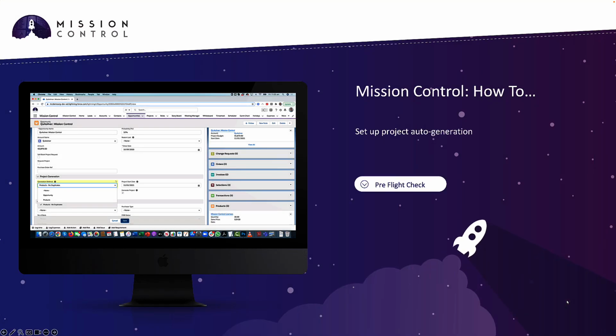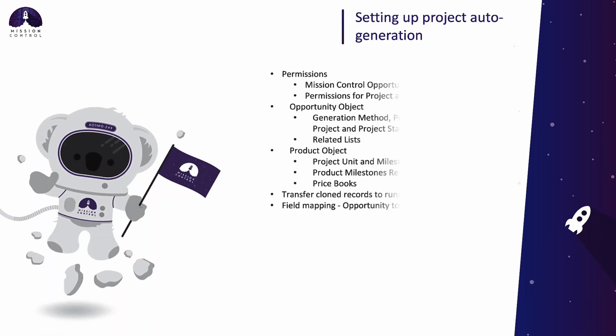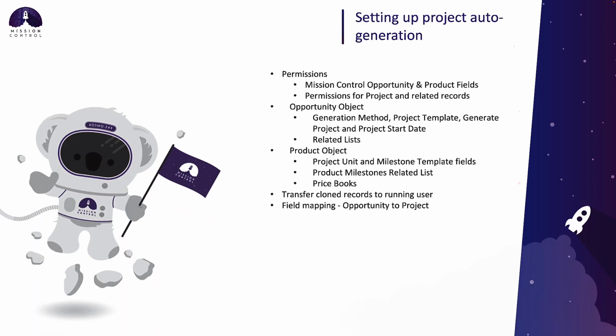In this training video, I'll be going over the project order generation feature and how you can set it up. So the project order generation feature allows you to have projects generated based on information you specify on the opportunity. And it requires some things to be set up before you can utilize that functionality.